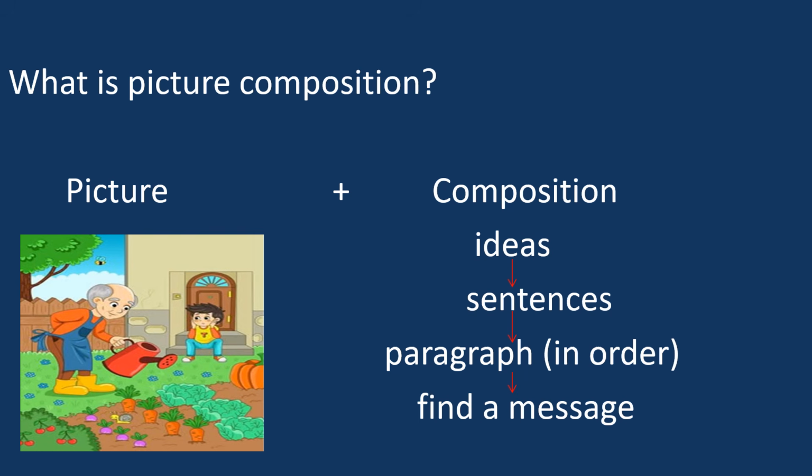Now, picture composition has two elements. The first is the picture. You will need a picture for it. When you have a picture, you are going to compose a paragraph about it. It will have your ideas. Those ideas will be written in the form of sentences, in a paragraph, in logical order, and you will also try to find a message in that picture.